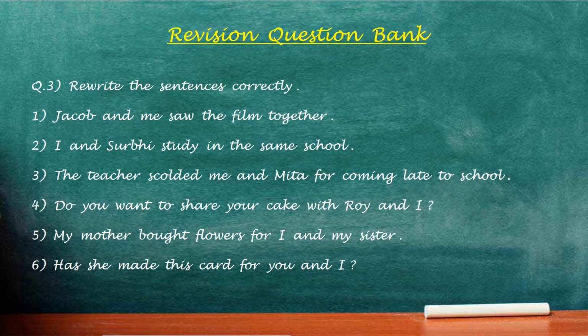Sentence number 2. I and Surbhi study in the same school. Sentence number 3. The teacher scolded me and Meeta for coming late to school. Sentence number 4. Do you want to share your cake with Roy and I? Sentence number 5. My mother bought flowers for I and my sister. Sentence number 6. Has she made this card for you and I? While I'm reading the sentences, some of you might get the hint what is wrong in all these sentences. Please rewrite these sentences correctly in your rough book.